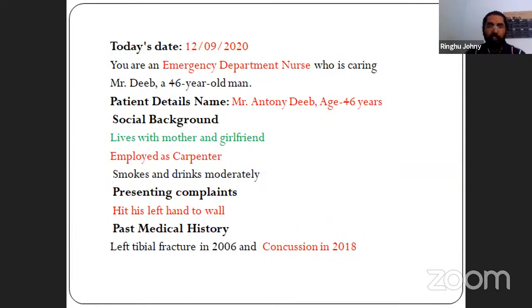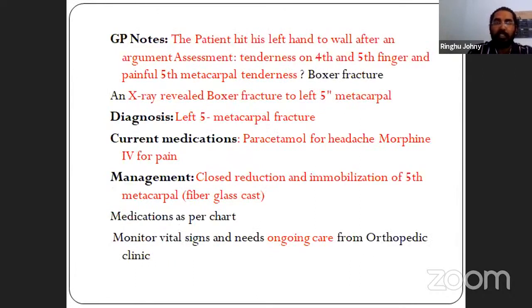When I was studying, I used to number my areas. Let's say the case note is giving present history, I always number there 1. So if we can practice that here, it says presenting complaints, hit his left hand to wall. I will put on top there 1. I mark there as 1. Then I will glance again, I will look at the letter again. Here again, GP notes, hit left hand, assessment, painful, X-ray finding, current medications, all these things, management. These are all my 1. So I will mark each and every area as 1.